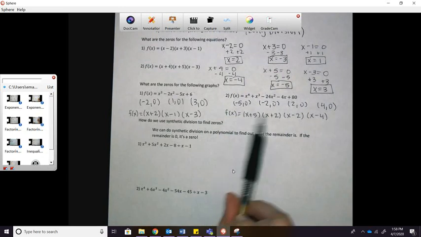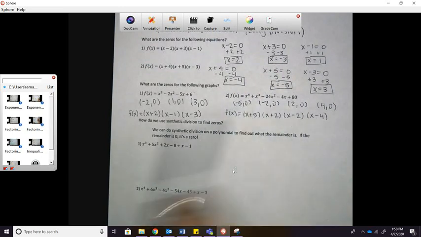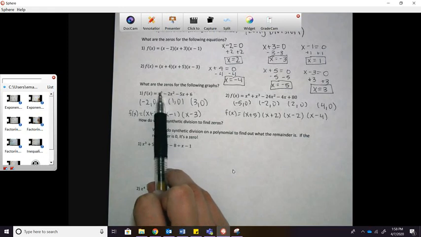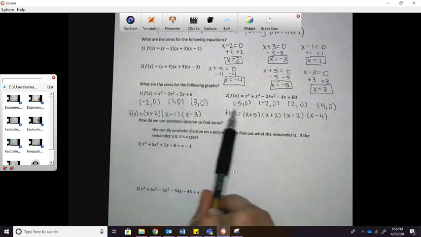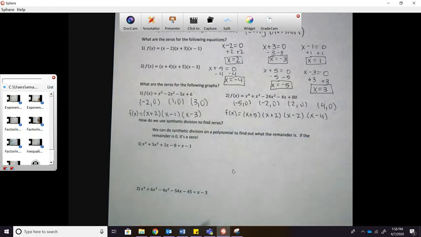Again, 4 of them, that's because of the degree of 4. We have 3 of them, that's because of the degree of 3. Remember, the biggest exponent usually matches how many zeros you actually have.